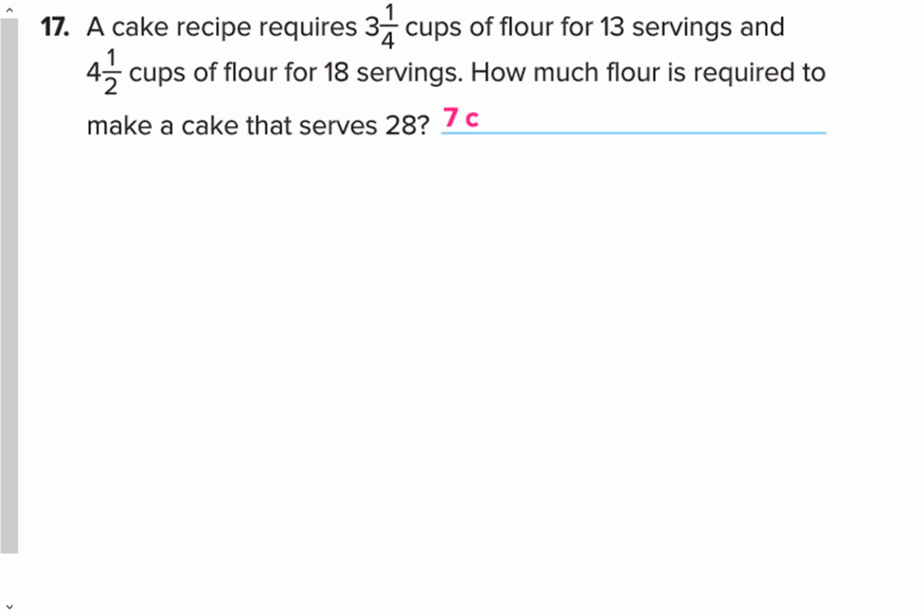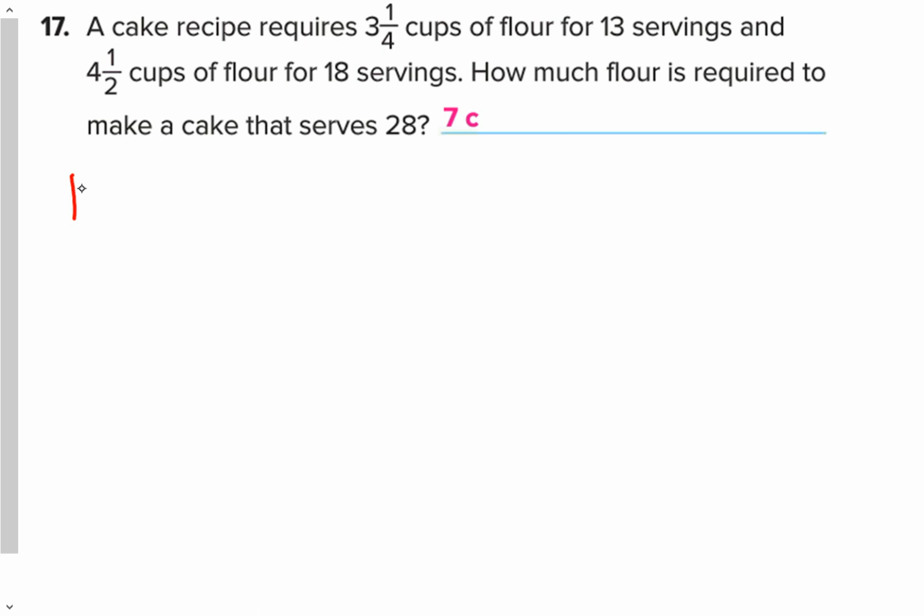A cake recipe requires 3/4 cups of flour for 13 servings and 4.5 cups of flour for 18 servings. How much flour is required to make a cake that serves 28? So in order to do this, you want to first find out your direct variation, or the number that you're multiplying the cups by to get the servings.